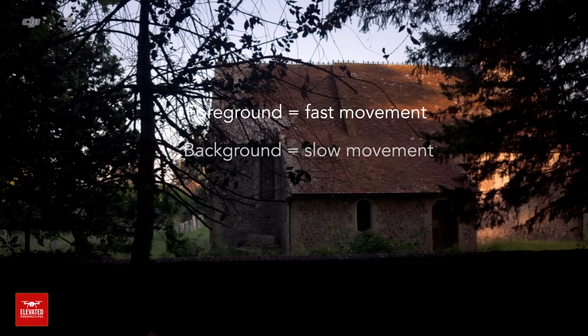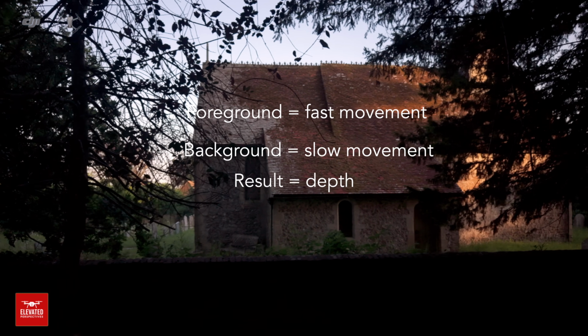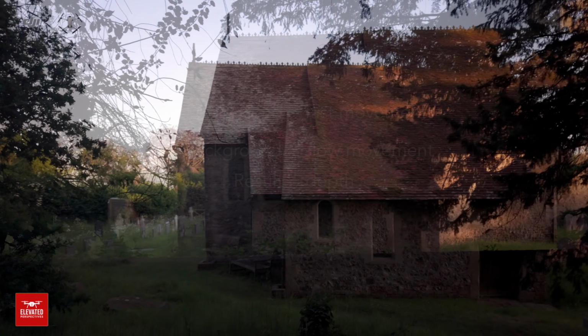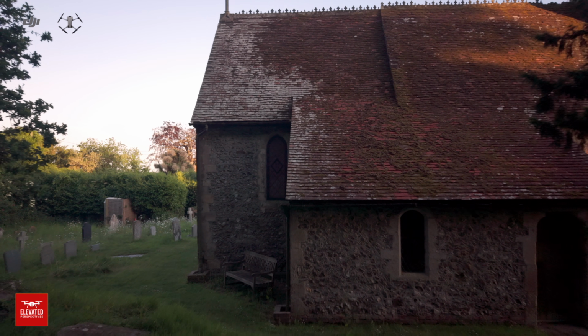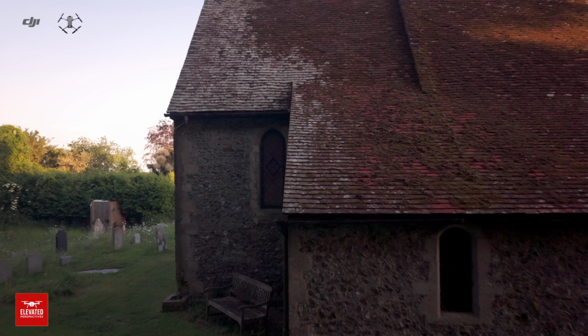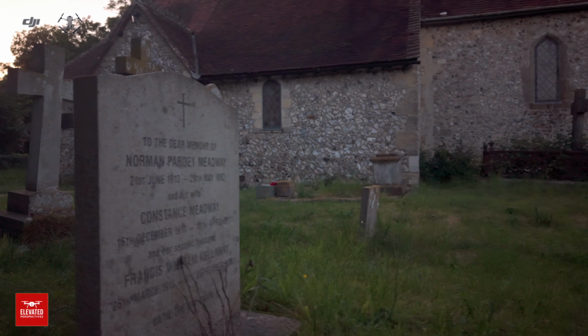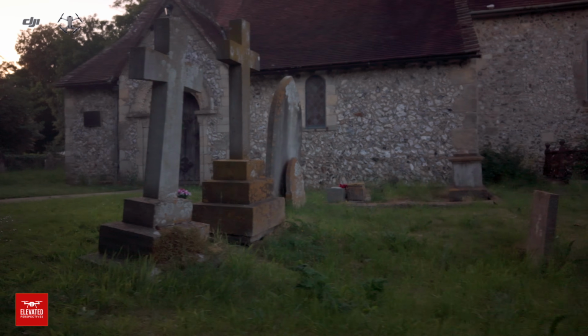Foreground movement works because it creates parallax. Objects close to the drone move quickly across the frame, while the background moves more slowly. That difference in speed gives the shot depth. Your viewer suddenly feels the space rather than just looking at it.